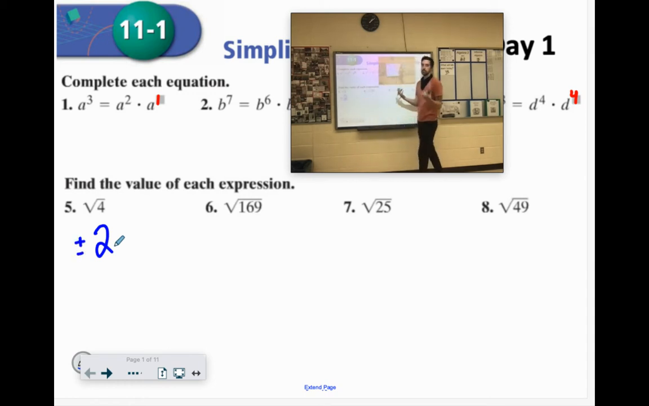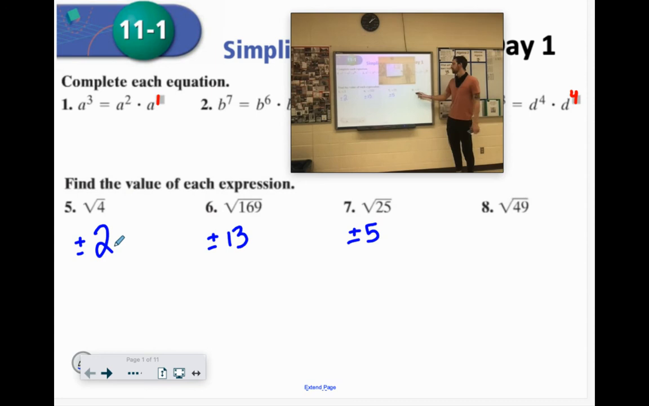Now for today's purposes, we're just going to take the positive version of those numbers. And you'll see what I'm saying in a second. So the square root of 169 is 13, so we could say plus or minus 13. The square root of 25 is 5, plus or minus 5. The square root of 49 is 7, plus or minus 7.